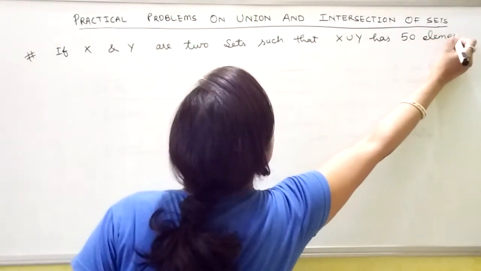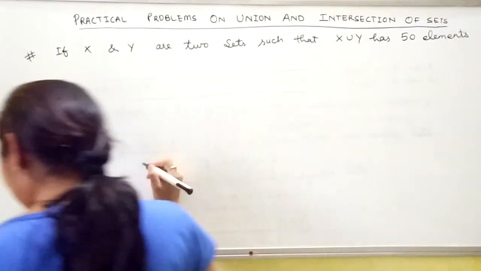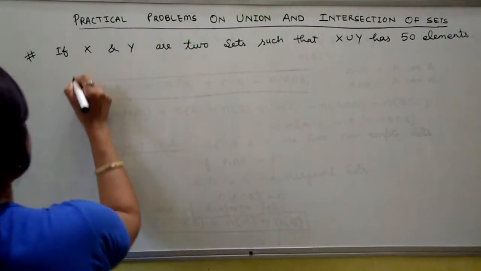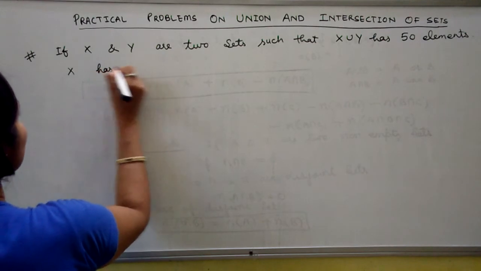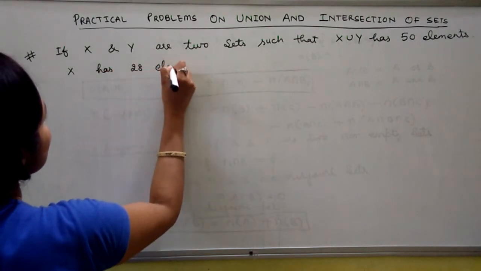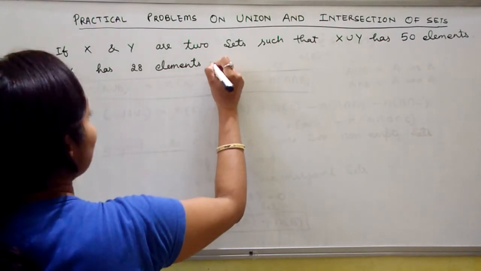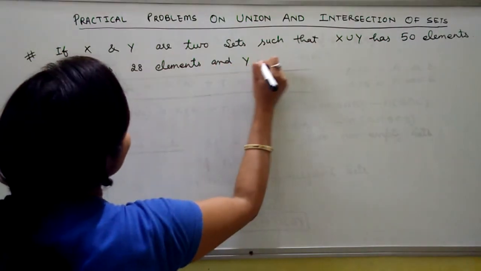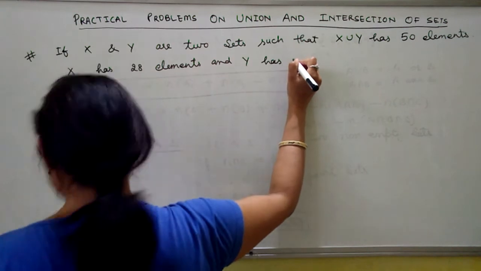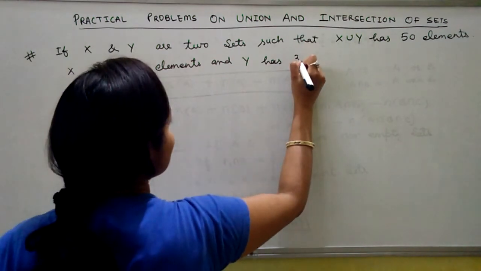50 elements. X has 28 elements, and Y has 32 elements.